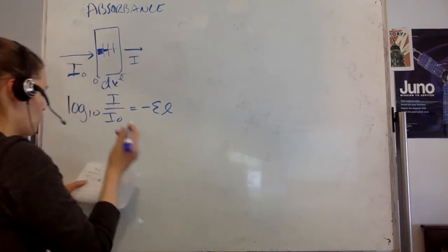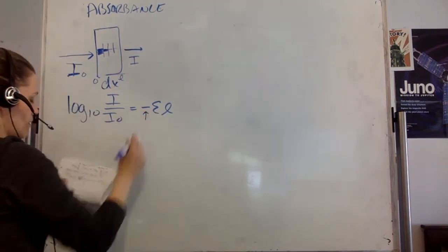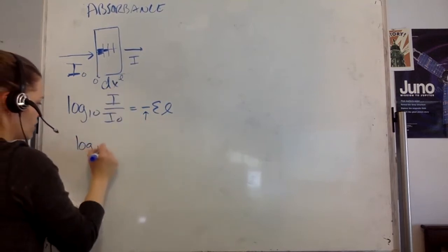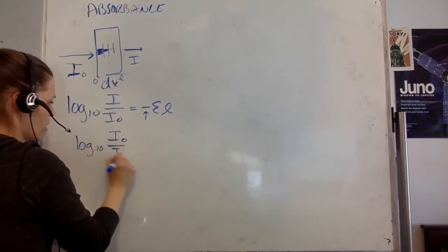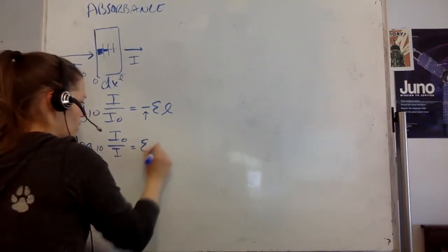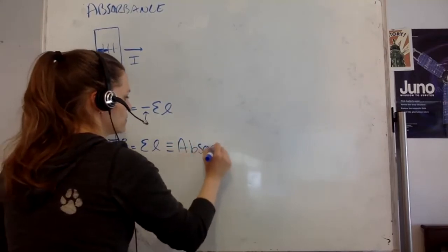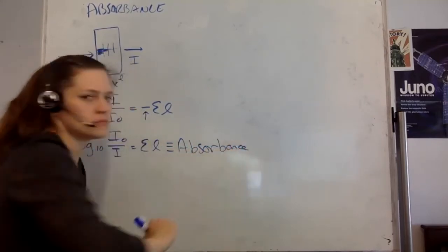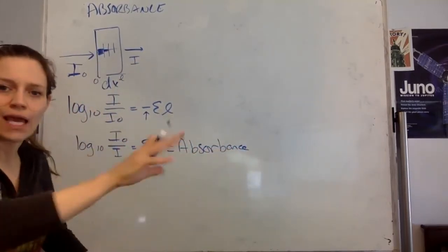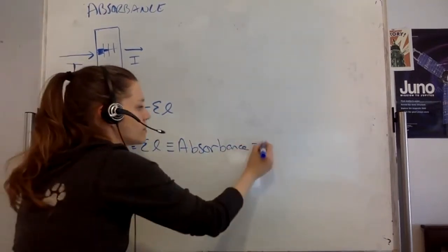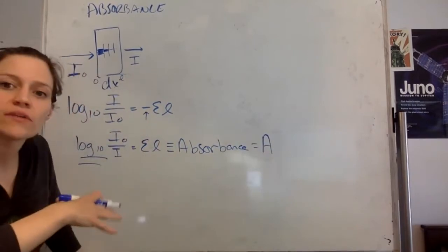Okay, so why am I doing all this? Well, there's a negative sign there, so I'm going to now flip this again. Log base 10 of I zero over I is equal to epsilon L. This is defined as absorbance. It's a log base 10 scale. That was the point of this whole thing. And you would normally say this is A. So this is the formal definition of absorbance.